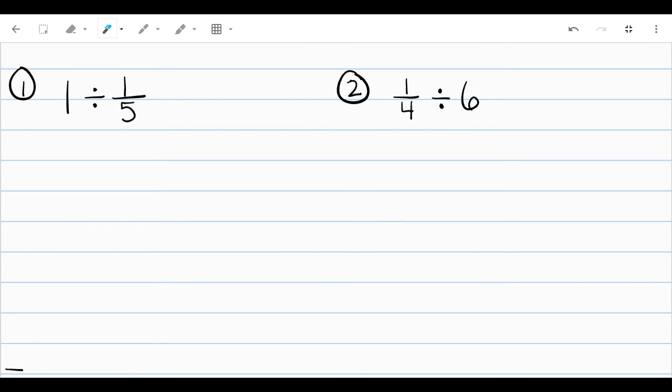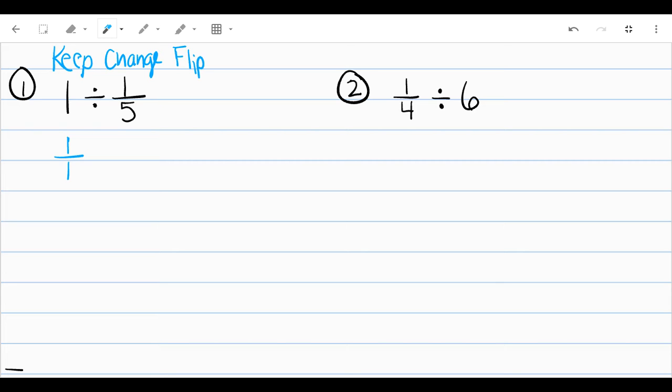The first one is 1 divided by 1/5. So if we do 1 divided by 1/5, we want to change our whole number, as I said before, into a fraction. So 1 as a fraction, we just put it over 1. So 1 over 1, because 1 divided by 1 is still 1. Now, that's our first fraction that we're keeping. So we keep, we change the sign, and then we flip our second fraction so that we are going to use the reciprocal, which means the numerator becomes the denominator and the denominator becomes the numerator.